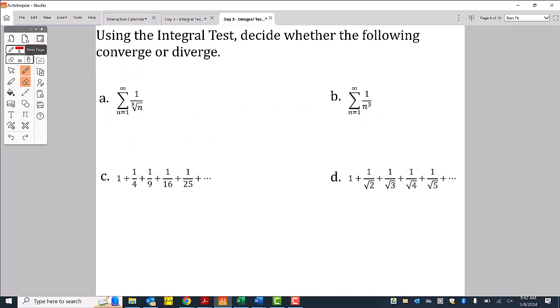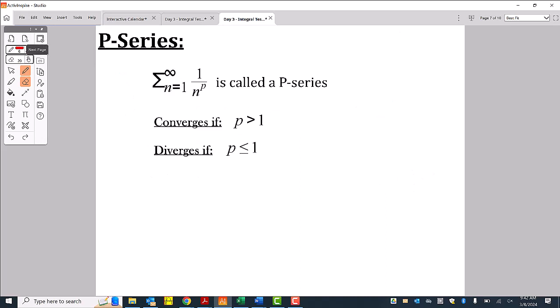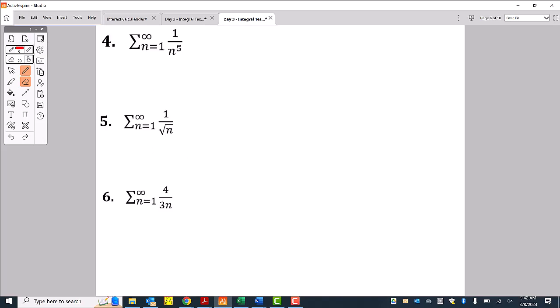All right, these are just some we can do in our head, and they're just to prove a point, so we'll get to the point they're trying to prove, and that is the p-series. We say a series from 1 to infinity of 1 over n to the p is called a p-series, and a p-series converges if p is greater than 1, diverges if p is less than or equal to 1. So let's look at some examples.